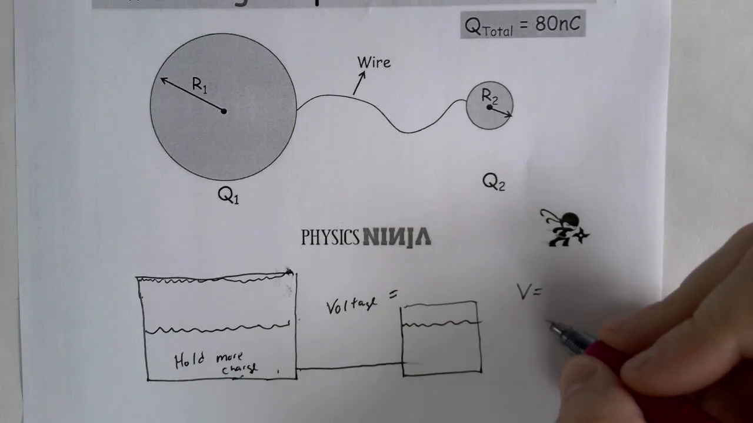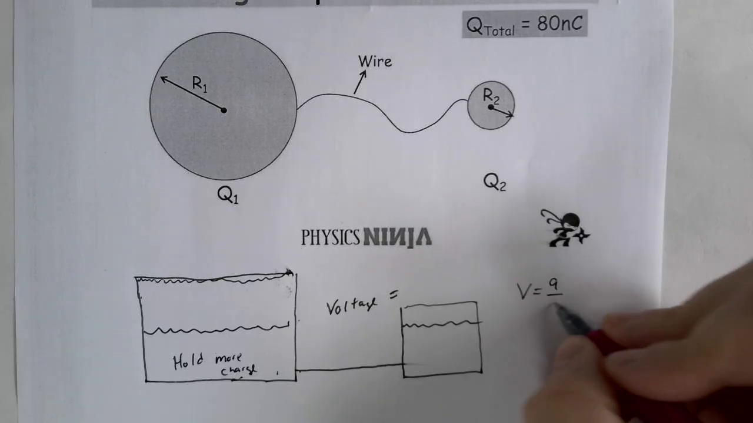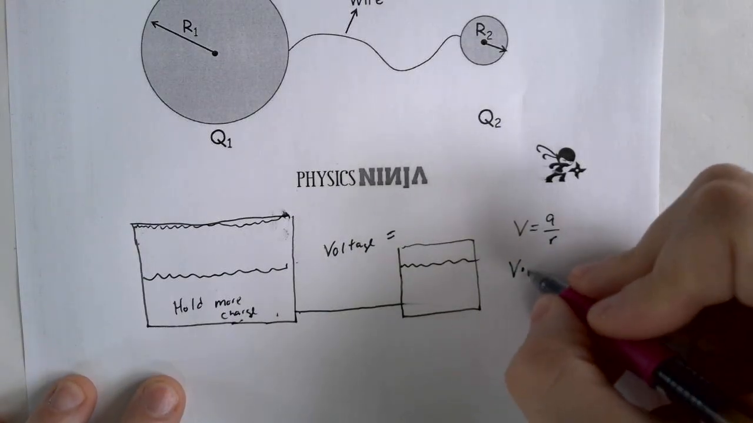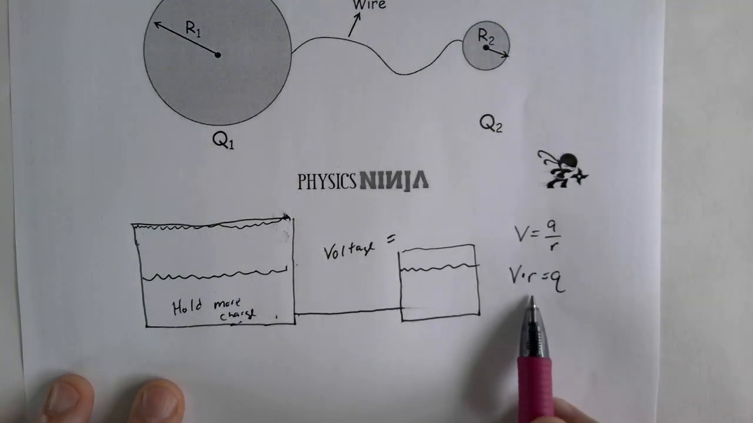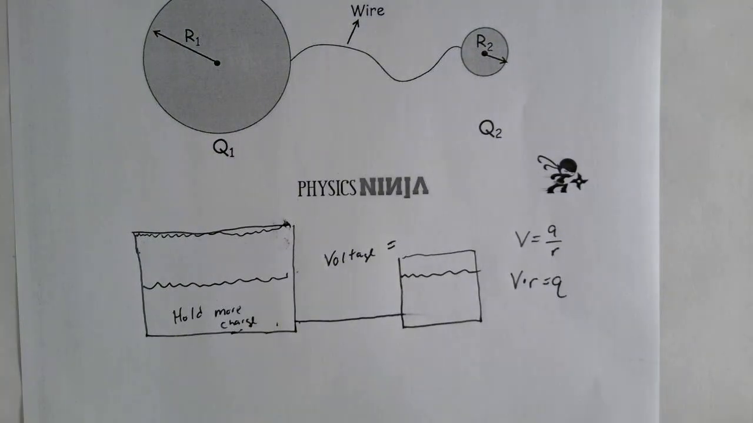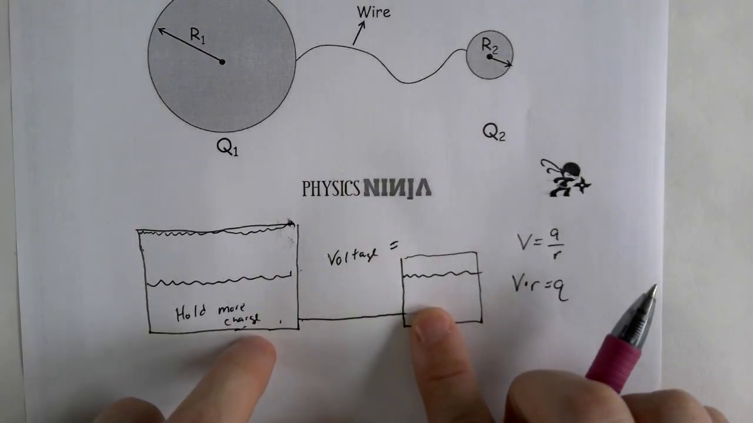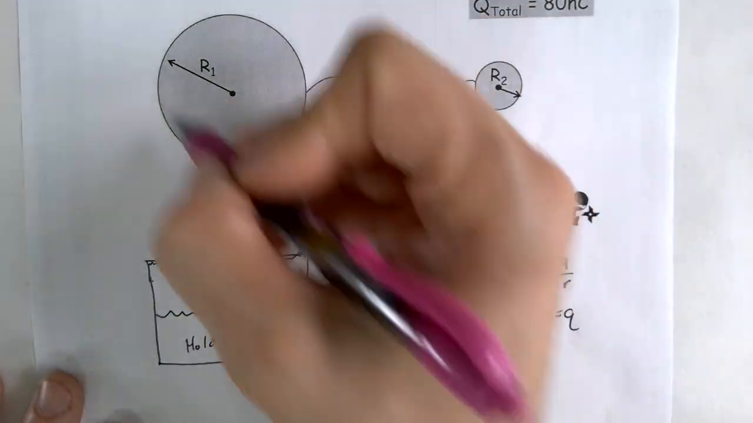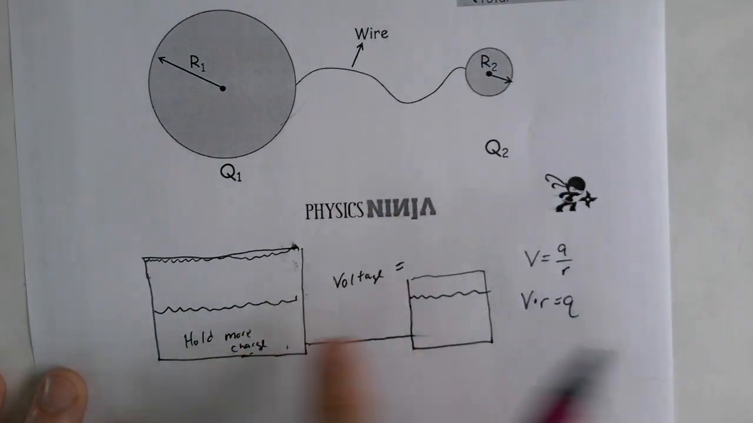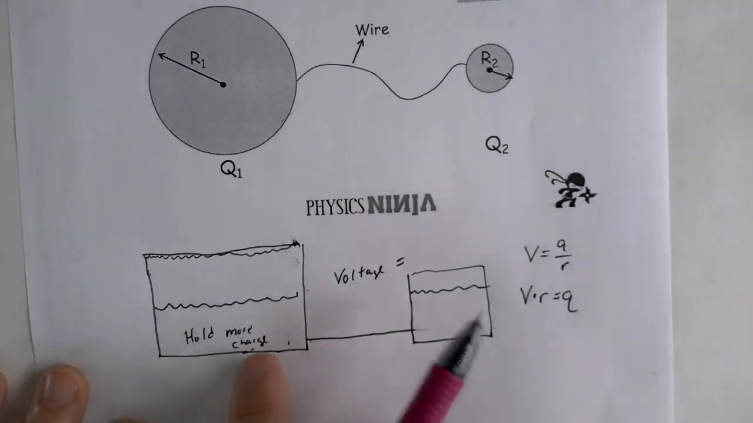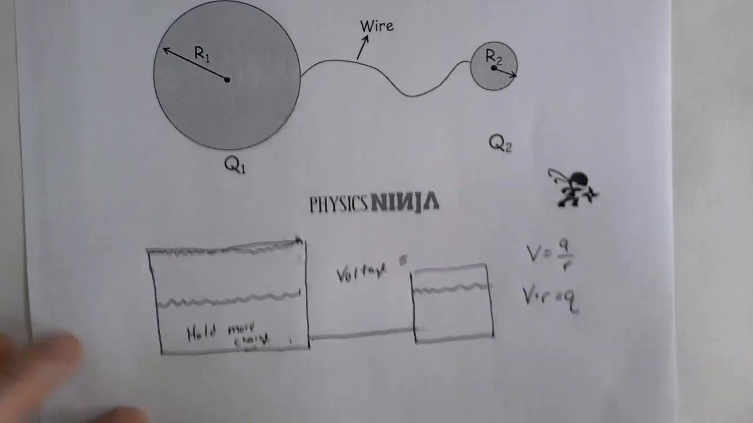Voltage is equal to Q over R. And if we take voltage times radius, that will equal Q. Because you have a bigger radius, you can store more charge. We have it now visually, in terms of, hey, you can actually fit more electrons or more protons on here. And we have it synonym-wise with the water and whatnot.